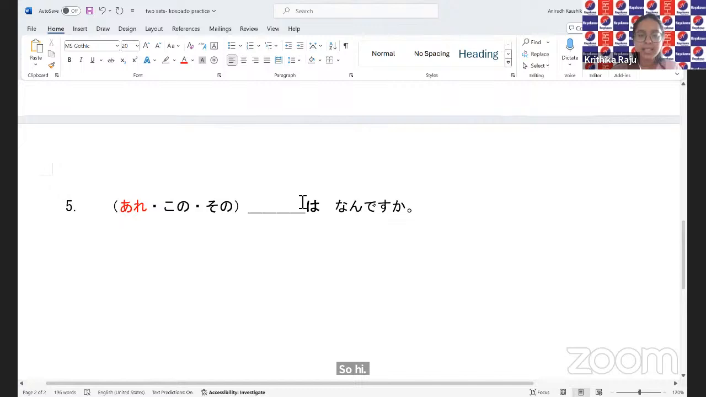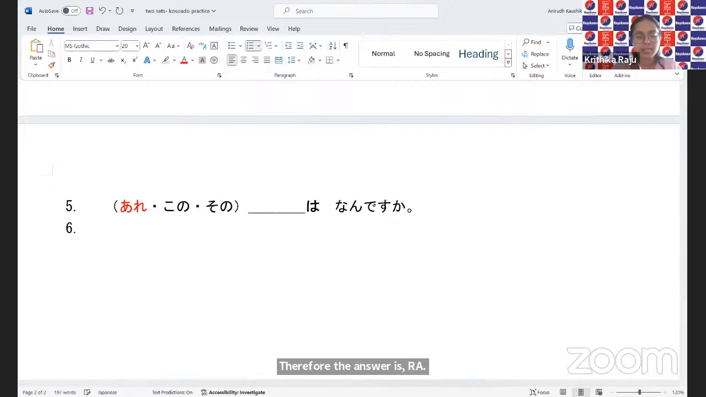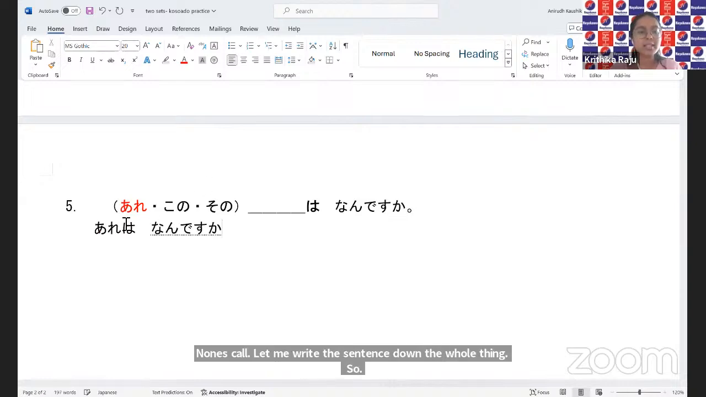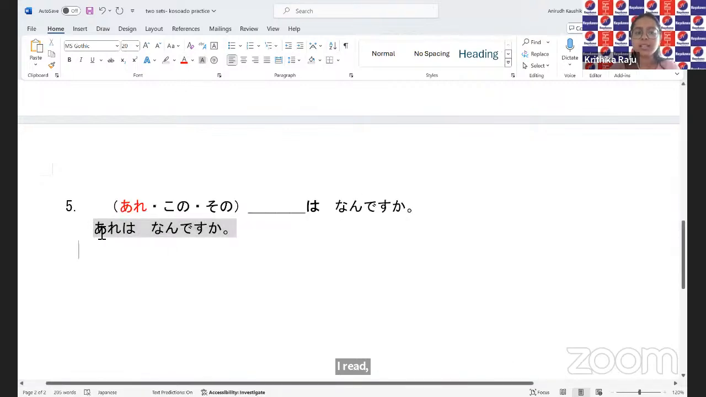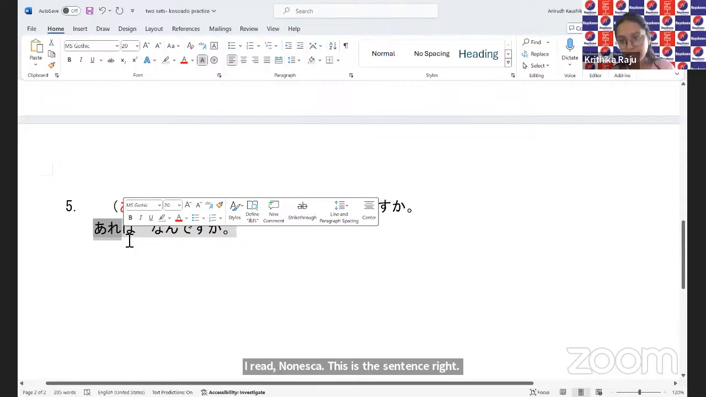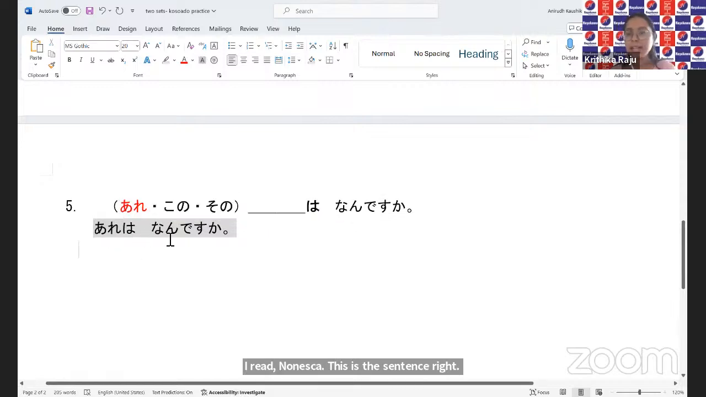Are wa nan desu ka? Let me write the sentence down, the whole thing. So, are wa nan desu ka? This is the sentence, right? Are wa. Are is immediately followed by the particle wa. Are wa nan desu ka?